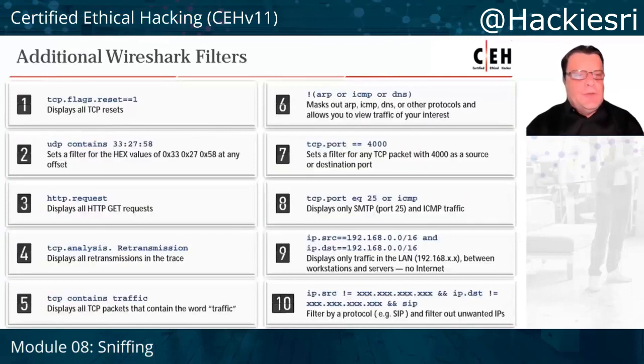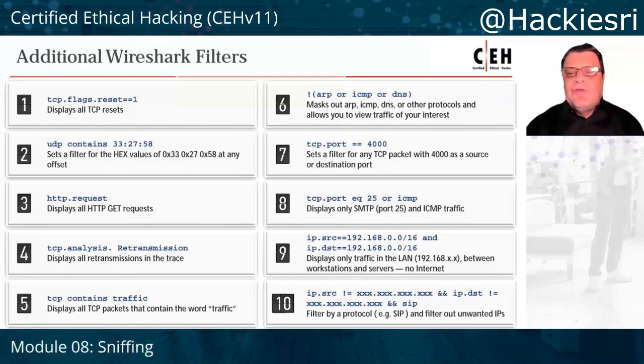Additional Wireshark filters include: display all TCP resets, and we see in each of these cases in the dark blue print the actual command that you would use in Wireshark. Secondly, you can set a filter for the hex values of 0x33, 0x27, 0x58 at any offset. You can also set it to display all HTTP GET requests, or display all retransmissions in the trace, or display all TCP packets that contain the word traffic, for example. You could also set filters such that you mask out ARP, ICMP, DNS, or other protocols, and allow you to view traffic of your interest.